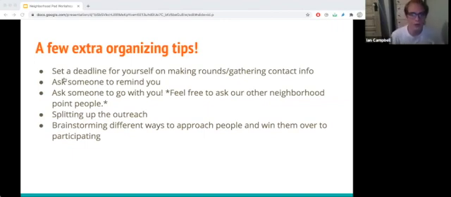Asking someone to go with you. Again, this can be very important for safety or to alleviate anxiety. So feel free to reach out to us or our other neighborhood point people, and maybe somebody can go with you as well. Splitting up the outreach. So you might find a neighbor or multiple neighbors who are very excited about the idea. They're friendly, they're personable, and they feel comfortable talking to other neighbors. And you might say, hey, do you want to split up the houses? I'll take these and you take these. We've had a couple of people do that to great success.